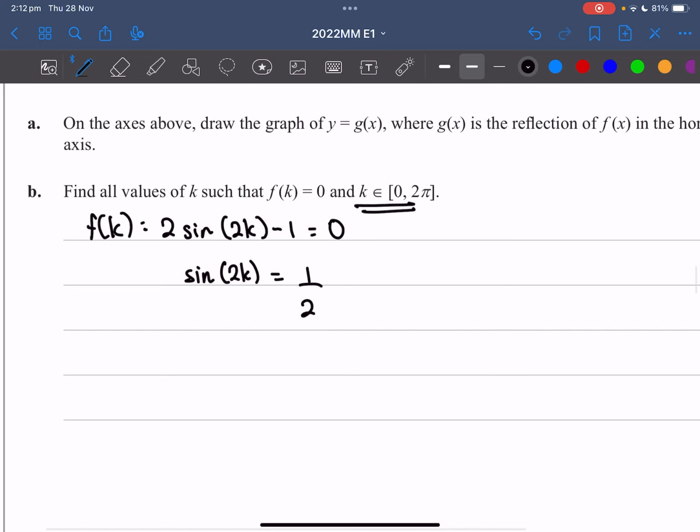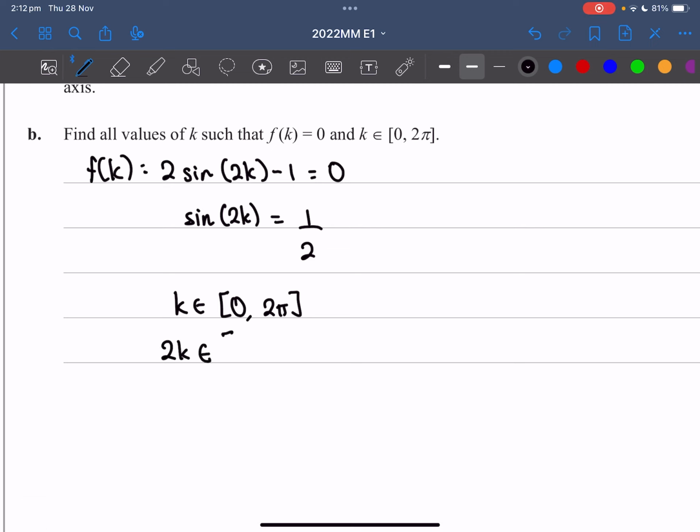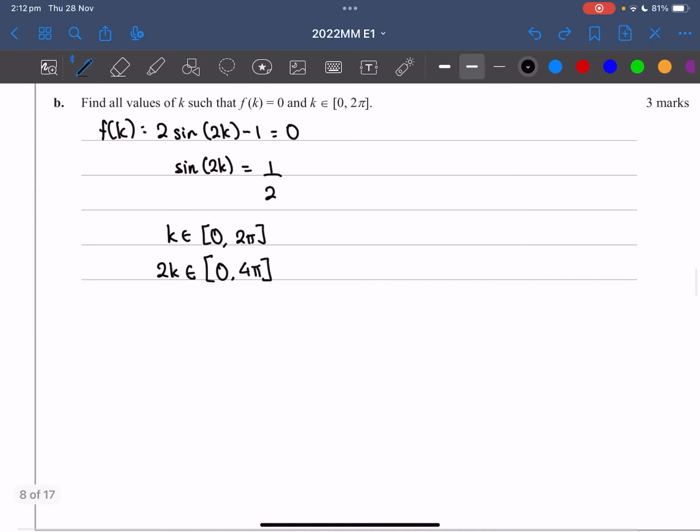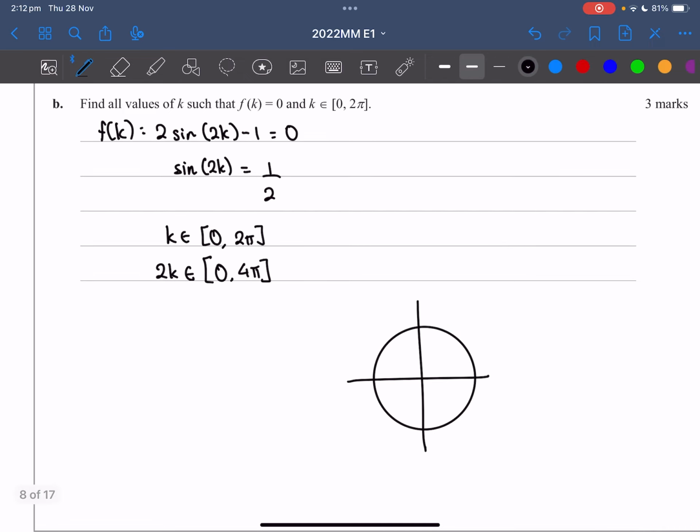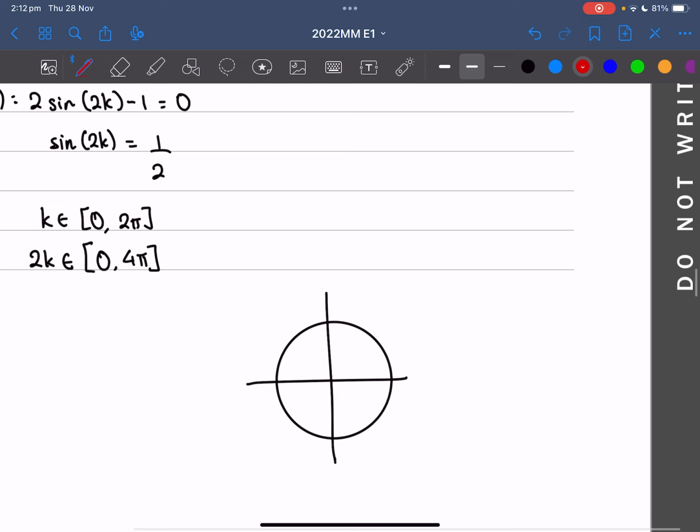Now carefully look at the domain. For k, the domain is given to be 0 to 2π. So for 2k, what will happen to the domain? We have to multiply that by 2 as well. So this will become 0 to 4π. Oh, yeah, it will be a square bracket. Now I'm going to quickly draw a unit circle. Let's see, sine is positive in which quadrants? It's positive in quadrants 1 and 2. So we'll have these 2 lines, one from here and one from here.